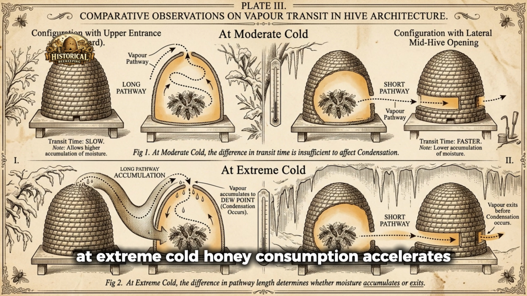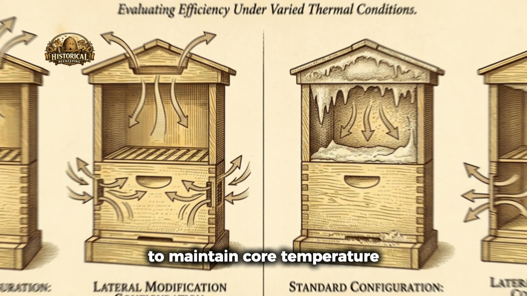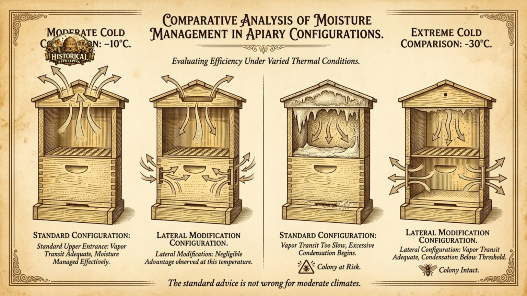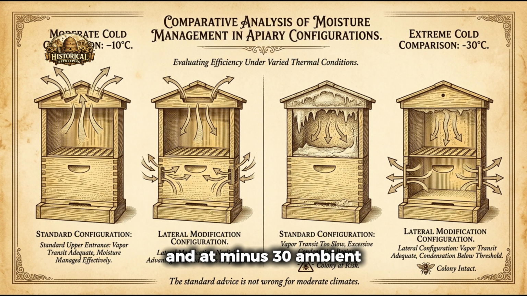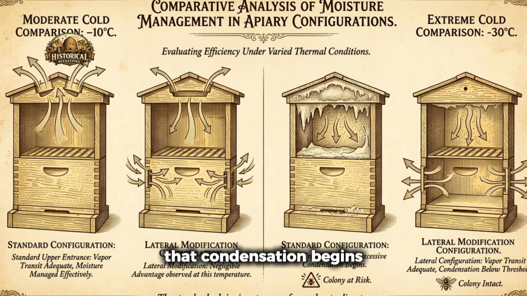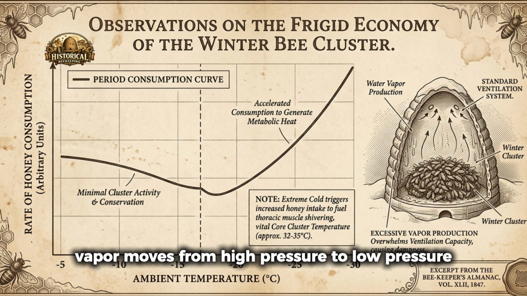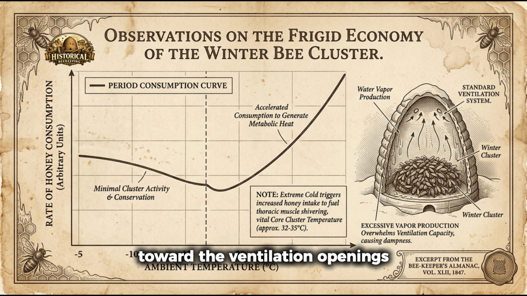geometry. At extreme cold, honey consumption accelerates as the cluster generates more heat to maintain core temperature. Vapor production increases proportionally. The dew point of the cluster air rises, and at -30 ambient, the inner cover temperature drops close enough to the elevated dew point that condensation begins. The second principle is vapor pressure gradient. Vapor moves from high pressure to low pressure, from inside the cluster toward the ventilation openings.